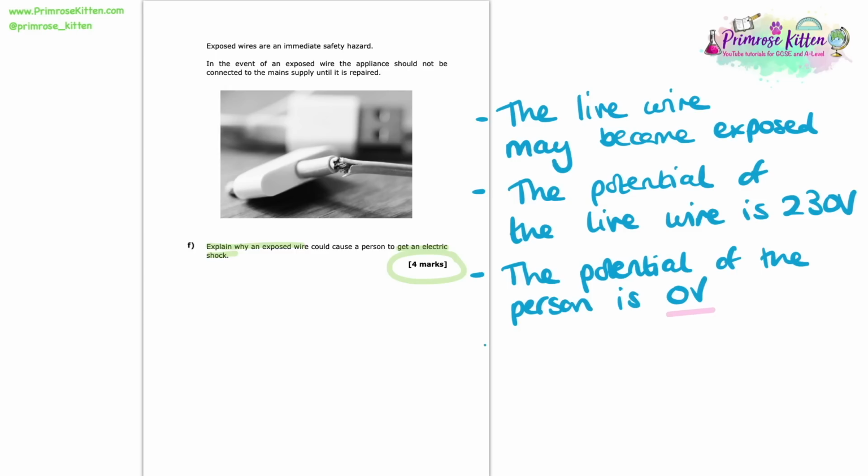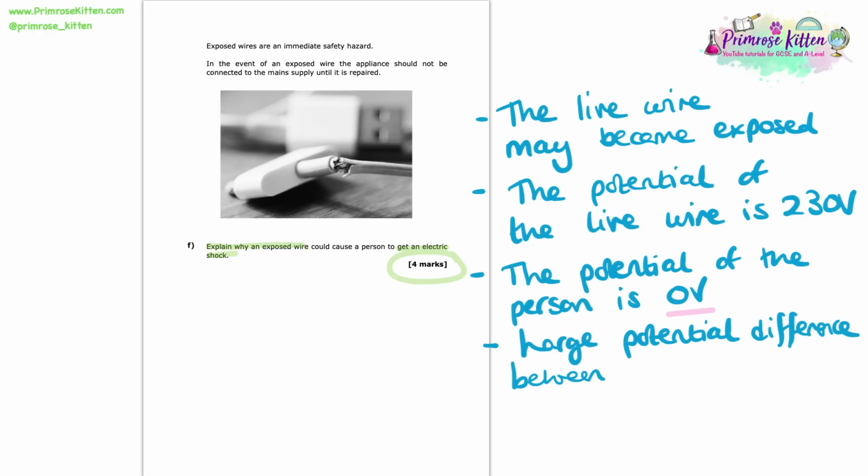Now, when we have this large potential difference between the live wire and the person, what we can see is a current or a charge pass from the live wire through the person's body. And of course, this is what can lead to that electric shock that the question is telling us about.